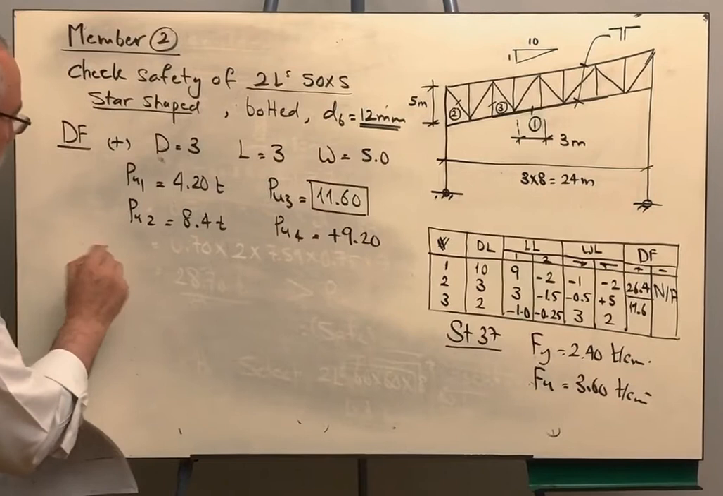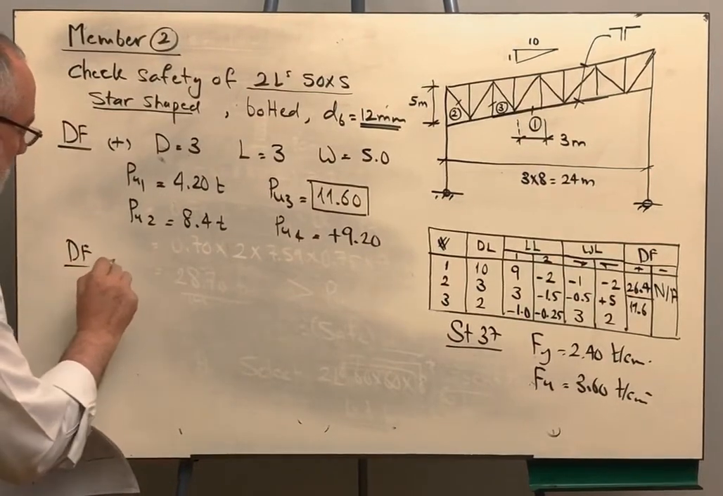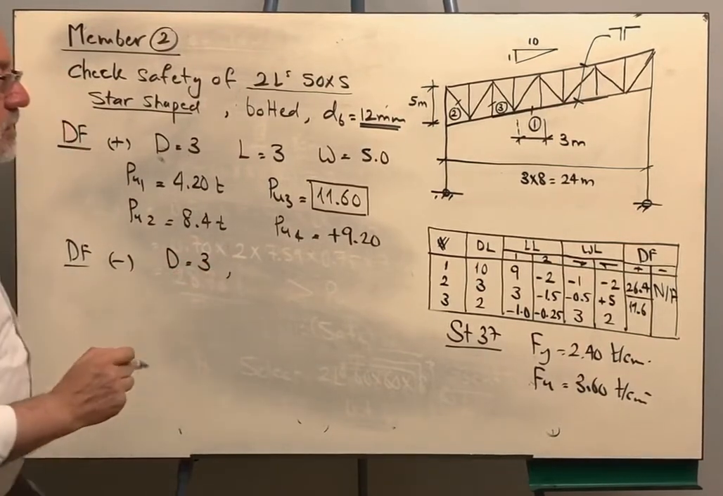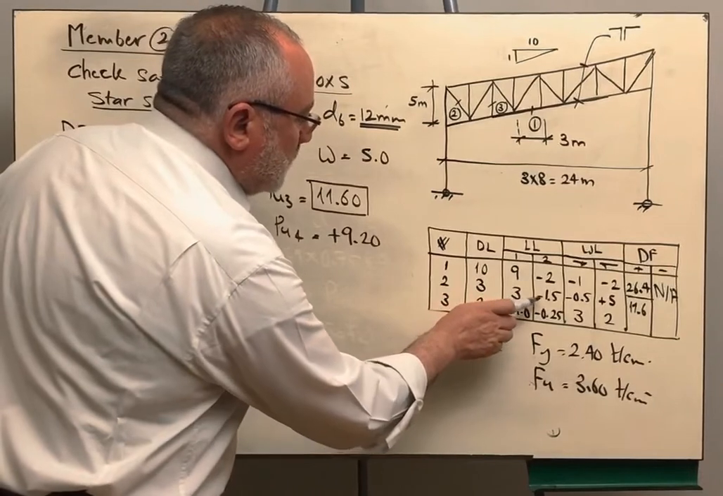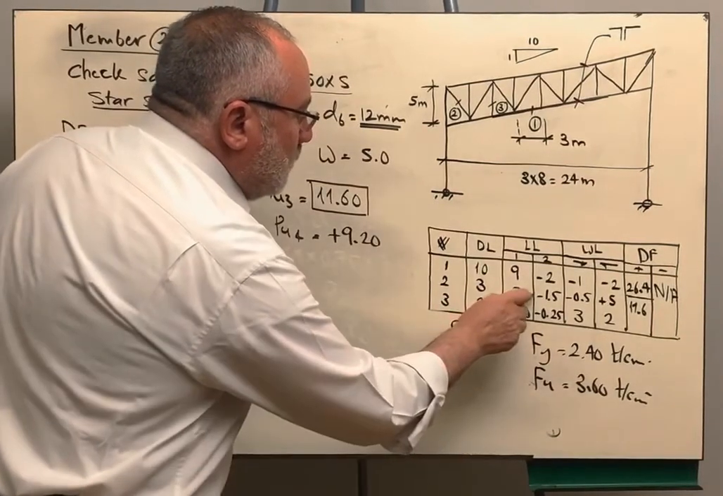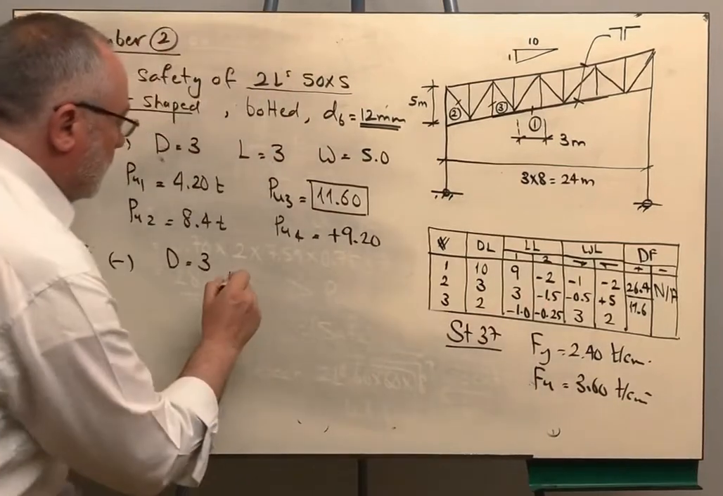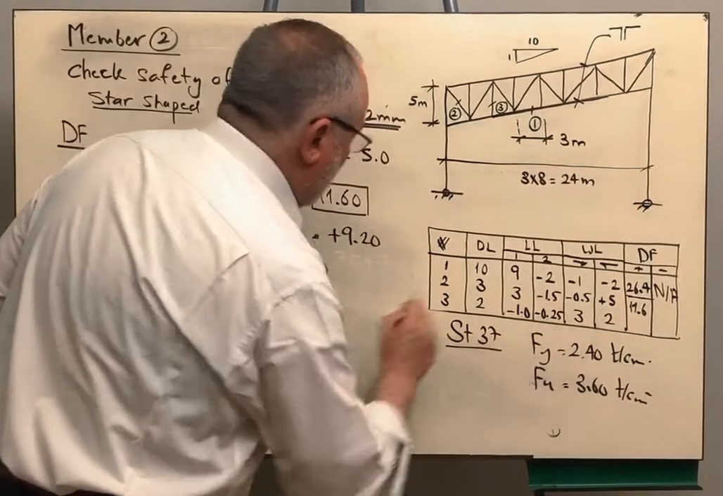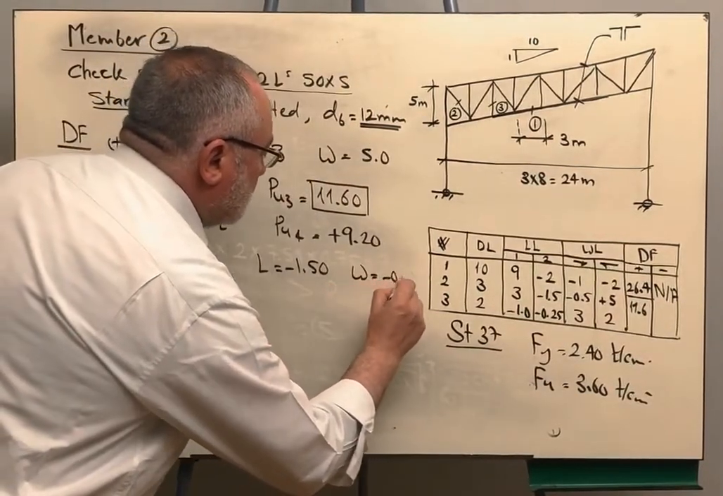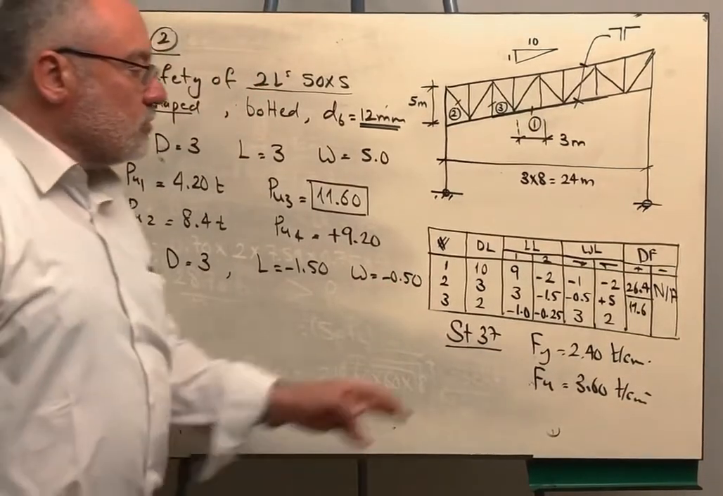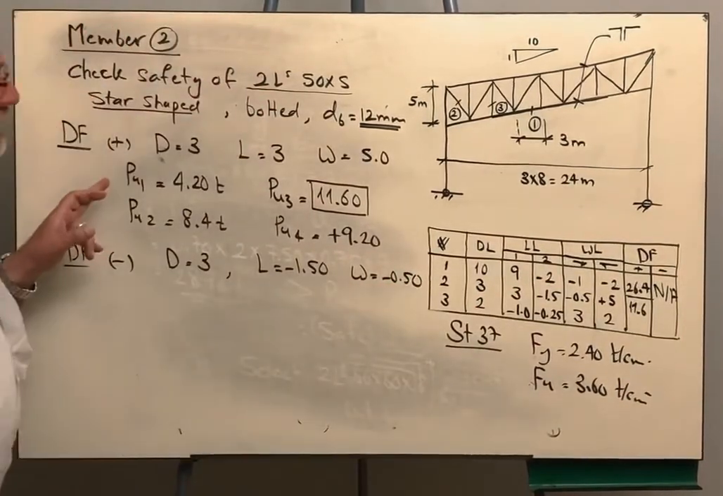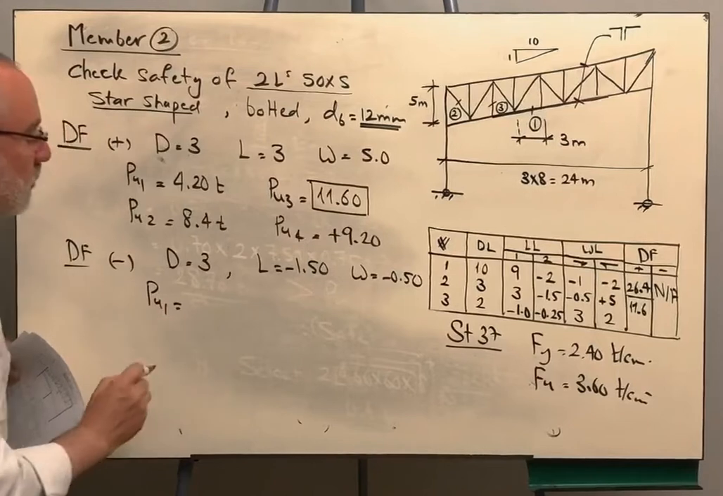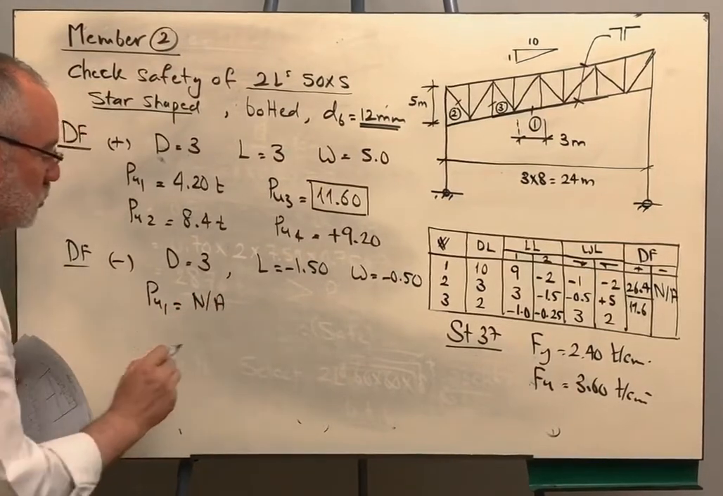Okay, for the negative design force, I will take the dead load to be 3 and the live load, either case 1, or case 2, or both of them combined. But since we are searching for the negative, we have to take the live load to be negative 1.5. And for the wind, I will take the wind load to be negative 0.5, of course, because we are searching for the maximum negative. If we substituted in the 4 load combination equations, you will find that the first one will give you a positive design force, so it is not applicable.